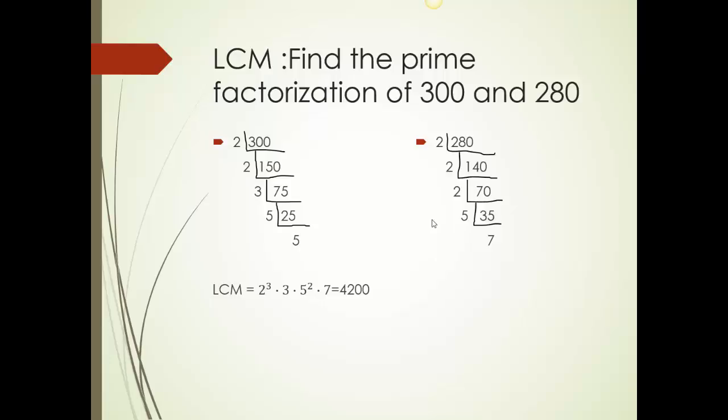Okay, again, I go back and I look. I have 2 2's on the left. I have 1, 2, 3 on the right. So I'm going to use 2 cubed. I have 1 3. I have no 3's on the right, so I include this 3. I have 5 squared. I have 5, so I'm going to use the higher, 5 squared. This has a 7. I put that in as well. So all of the factors have to appear to the highest power that they are used. Multiplying all those numbers together gave me 4,200.